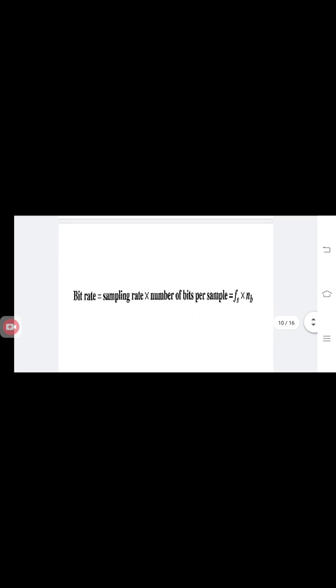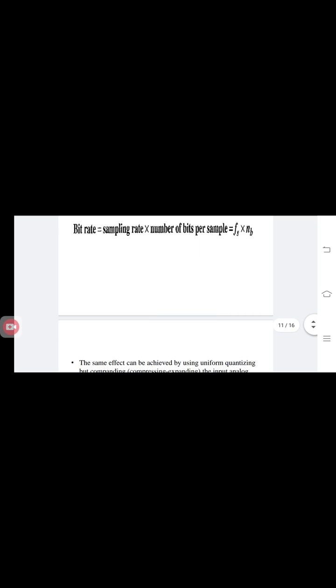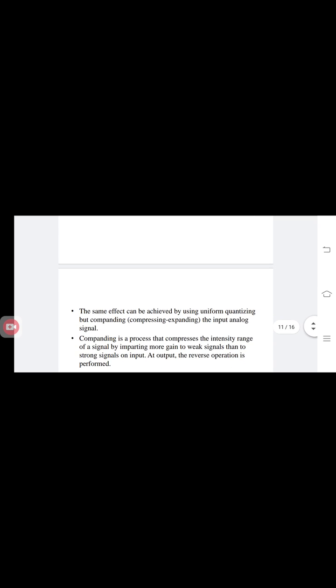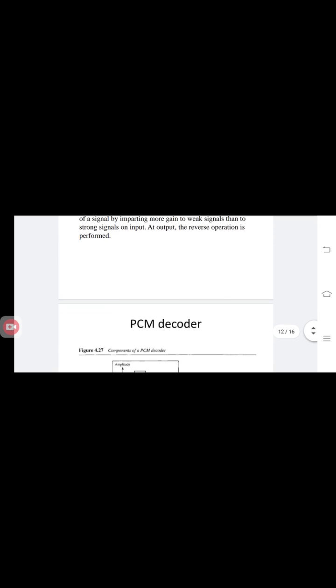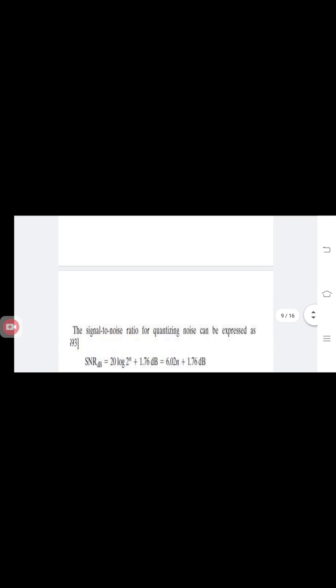What is SNR? SNR is the signal-to-noise ratio. And the bit rate for PCM is the sampling rate times the number of bits per sample. Mathematically it is expressed as Fs times NB, where Fs is the sampling rate and the number of bits per sample is represented by NB. So this is all about PCM, pulse code modulation, and at the reception.